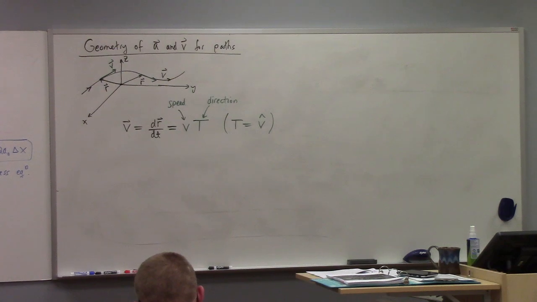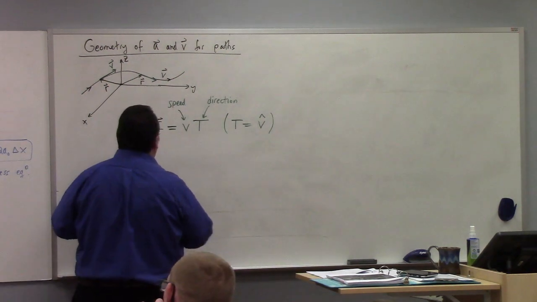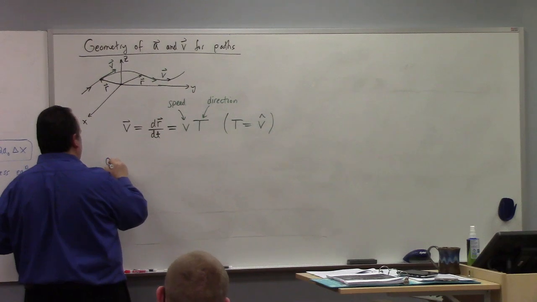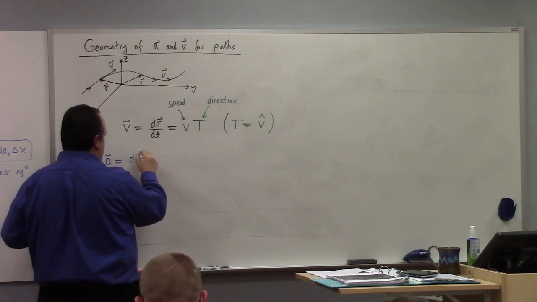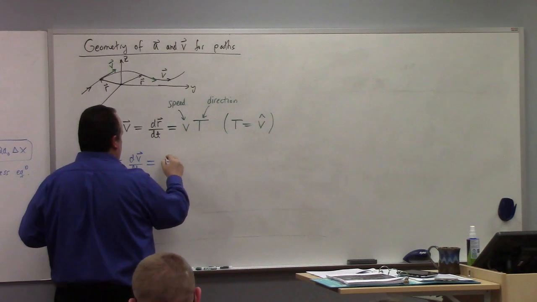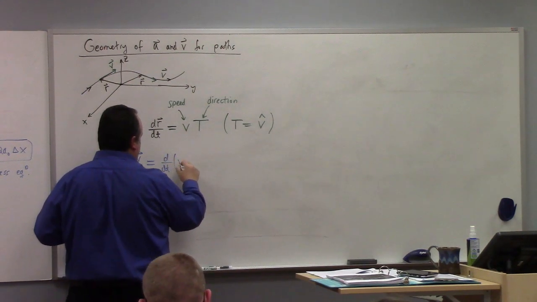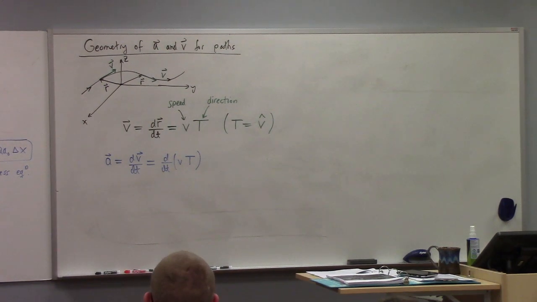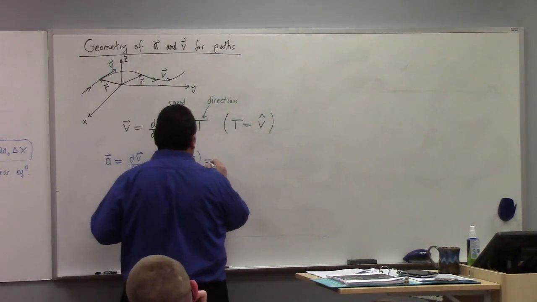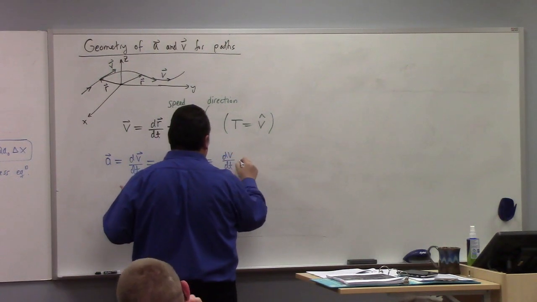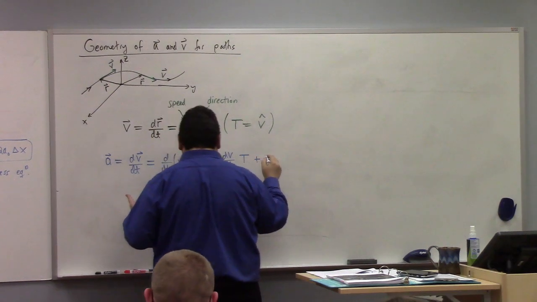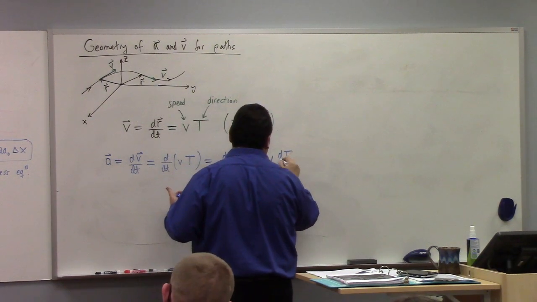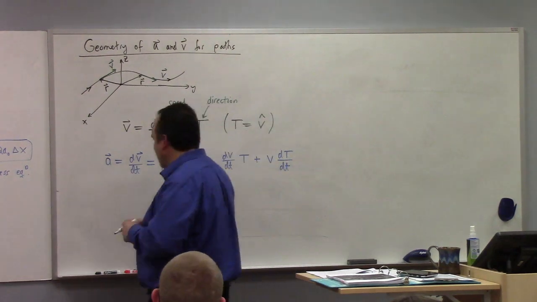What happens if we differentiate this? If we differentiate this, we get acceleration. Acceleration is dv/dt. So that is d/dt of the speed times the unit tangent. This is a scalar function times a vector function. We need the product rule that I have now erased, right? And so how does that go? This gives us dv/dt times T plus v times dT/dt. All right?